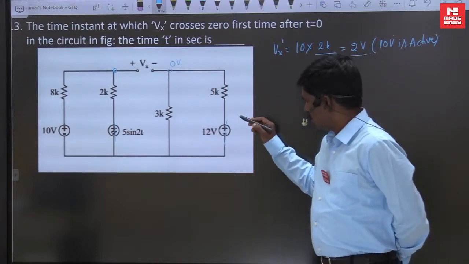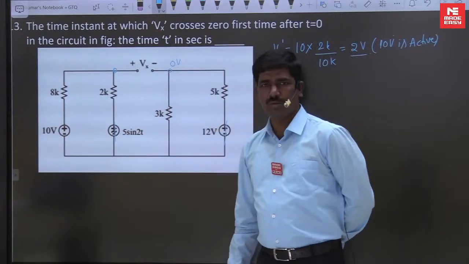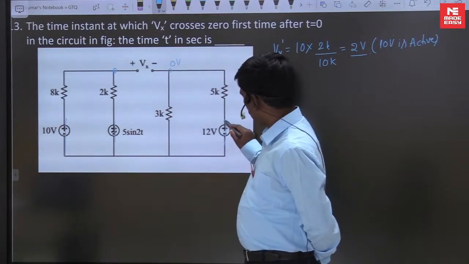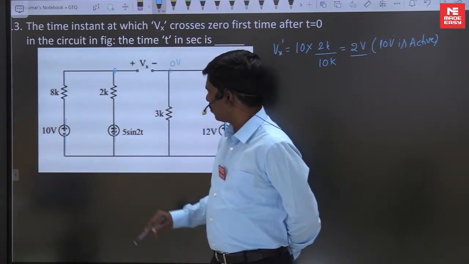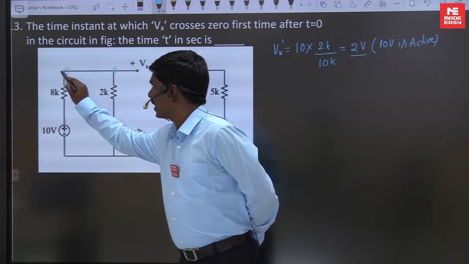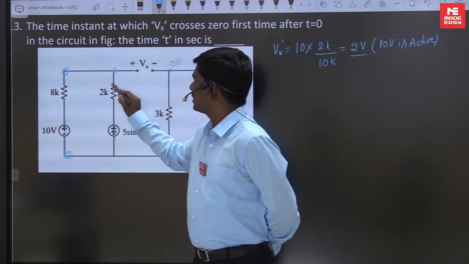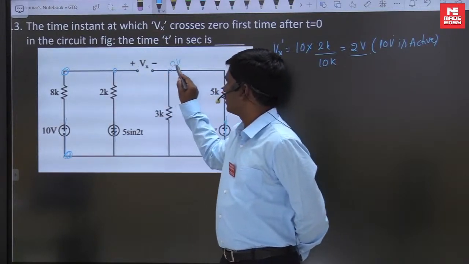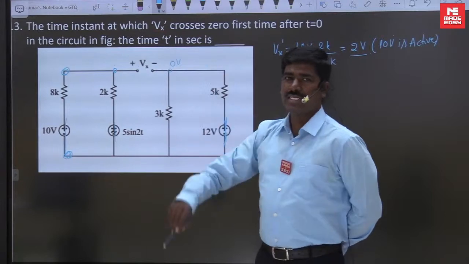Next, 5 sin 2t is active. The others are short circuited, and here no current is flowing, so 0 volts only. With 5 sin 2t, 2 kilo ohms and 8 kilo ohms, the voltage across the 8 kilo ohms is the direct Vx value. Vx is nothing but this node voltage minus this node voltage, and this node voltage is 0.